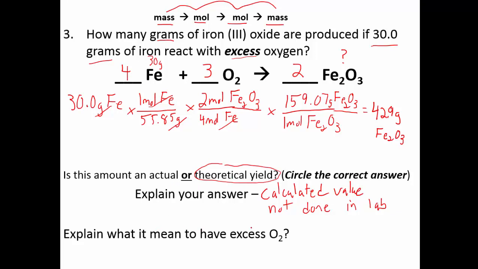I'll explain what is meant by having excess oxygen. Excess oxygen, you have more than enough. So when you look at that, it's not going to stop the reaction. So we had more than enough oxygen in order for this reaction to actually occur.